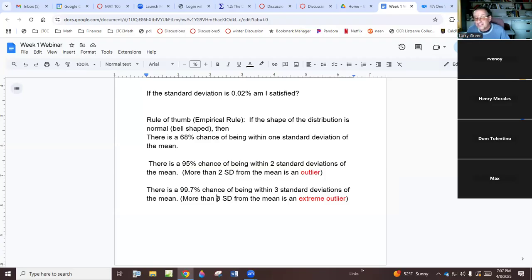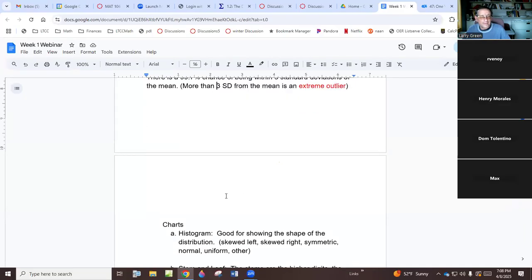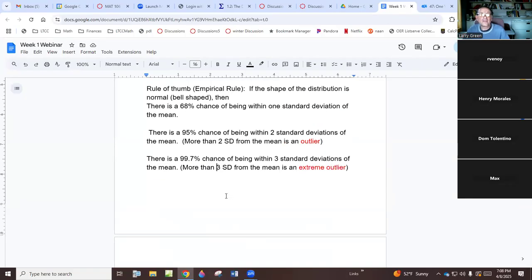Okay, again, use this definition because there are different ways of talking about outliers. This is the definition for our class. And by the way, AI might get it wrong because it might use some other class's definition, but we're using this one. Okay, any questions at all on this? No questions?